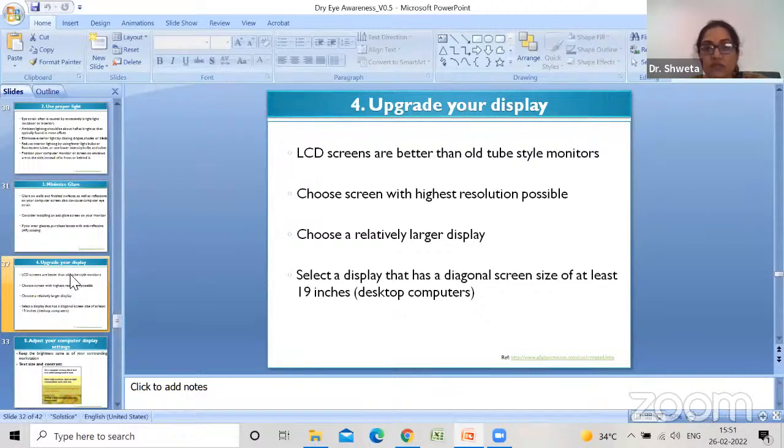So nowadays, most of the laptops or screens are available with LCD only. So that is mostly taken care of. And a larger screen is better than a smaller screen, but it's only comparative. No screen is the best.